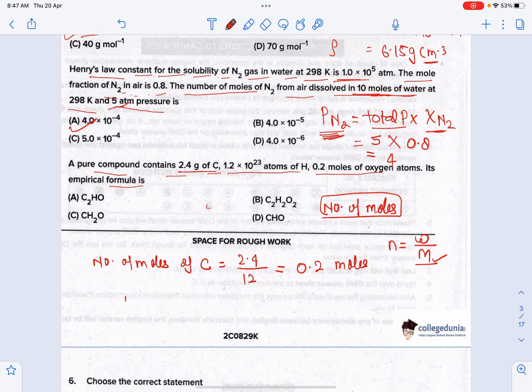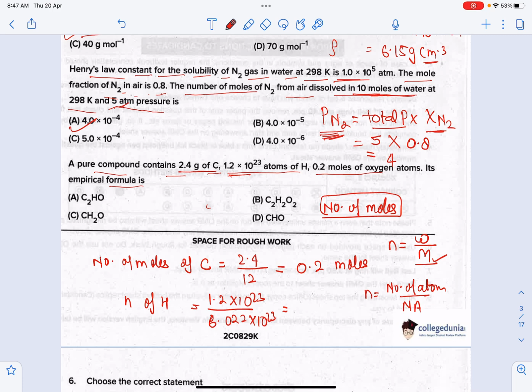Now the number of moles of hydrogen atoms. For hydrogen, it is given in number of atoms, and you know that in terms of atoms, the number of moles is equal to the number of atoms divided by Avogadro number. Now you can put the values: 1.2 × 10^23 divided by Avogadro number, that is 6.022 × 10^23, and when you solve this, you will also find the value 0.2 moles.